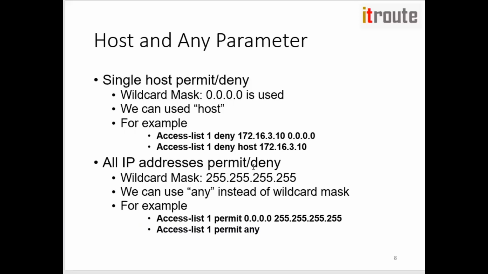All IP addresses permit and deny. The wildcard mask is this one. We can use any instead of the wildcard mask. For example, access list 1 permit 0.0.0.0 255.255.255.255. That means any. So this one means ignore, right? It will ignore everything, or just permitting any is the same thing. You can put either like that or any, but normally we put any. If you want to permit all or deny all, we simply put any. Okay.